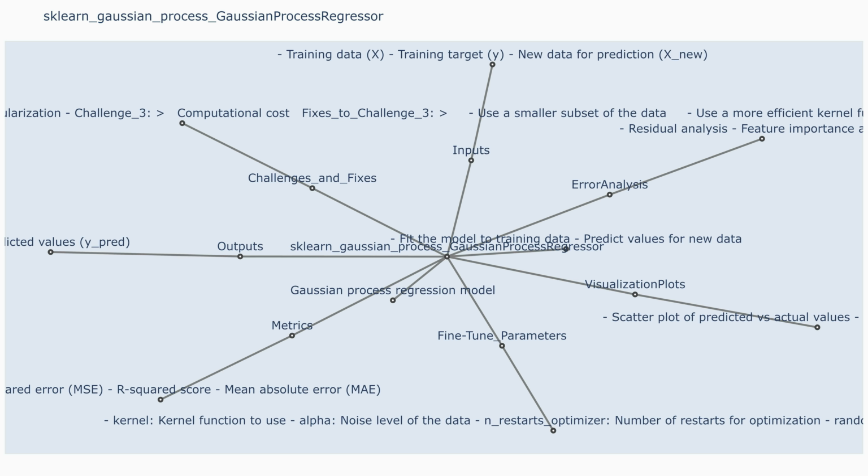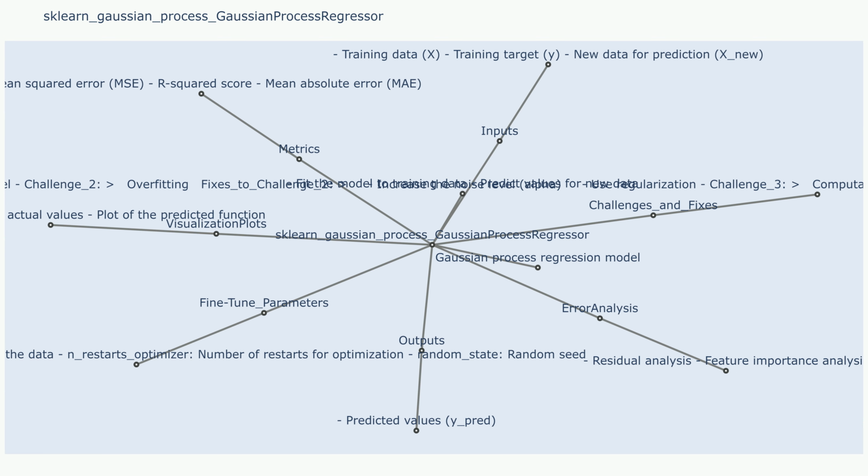sklearn Gaussian process regressor. Description: the Gaussian process regressor in scikit-learn is a powerful tool for regression tasks, particularly when you need to model complex relationships, capture uncertainties, and perform predictions with confidence intervals. It leverages the concept of Gaussian processes, which are probabilistic models that provide a smooth, continuous function that can capture the underlying trends and patterns within your data.